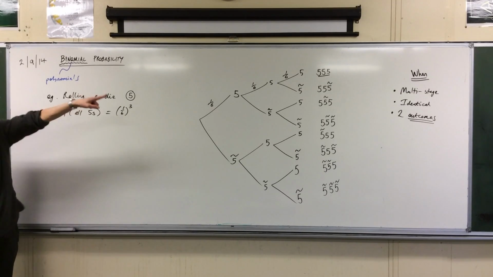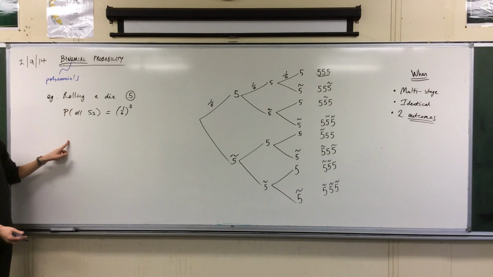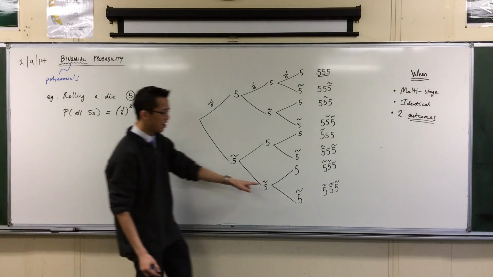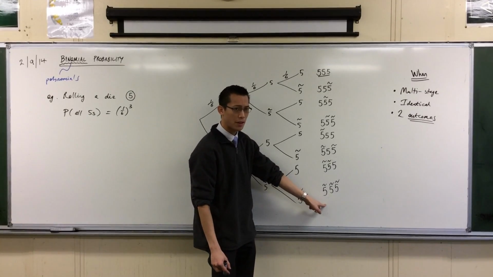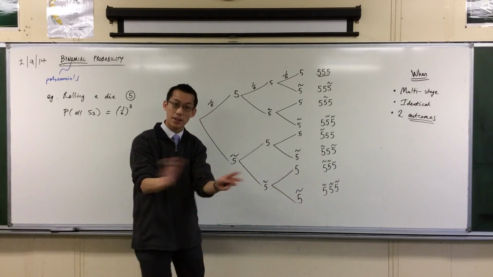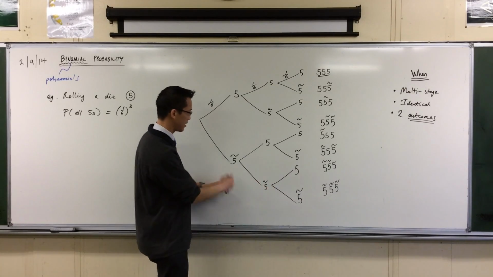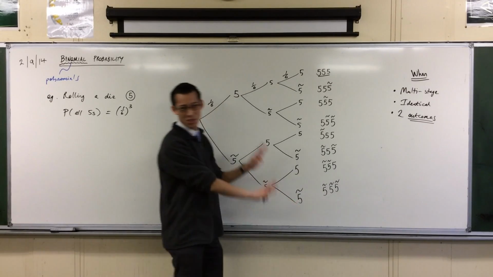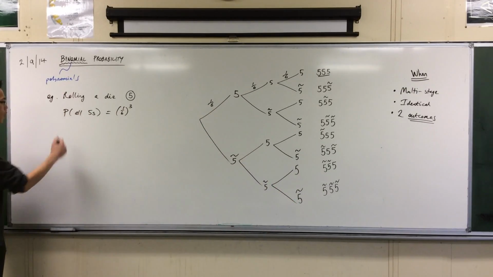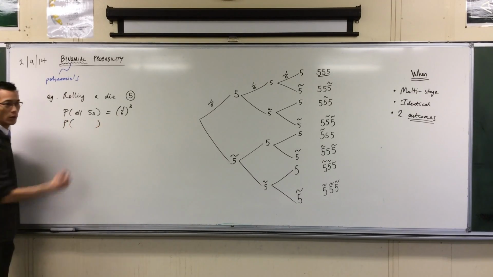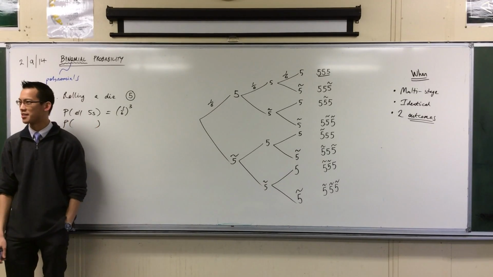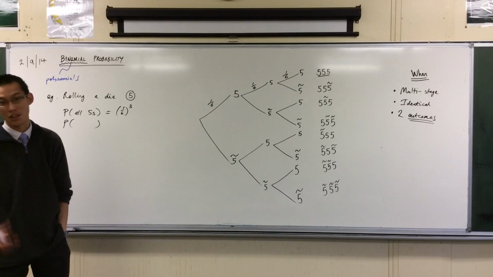For instance, that was the probability of getting all 5s, right? The probability of getting no 5s is going to be a different probability, obviously, but it's just as easy to work out. Okay, so I'm just going to skip that for a second. What would be a natural other question that you might get asked?